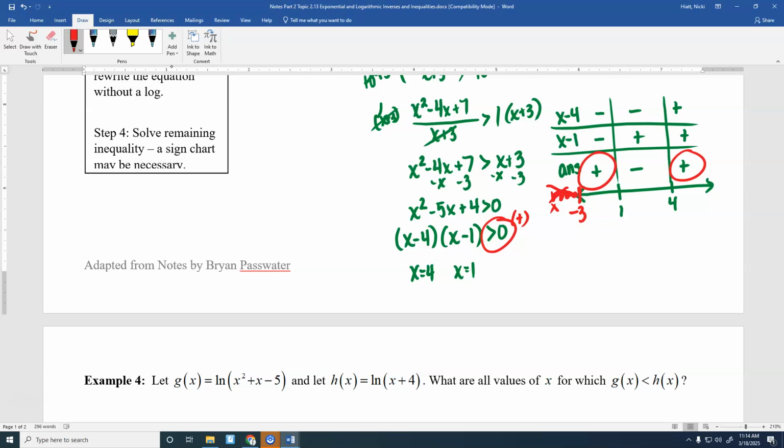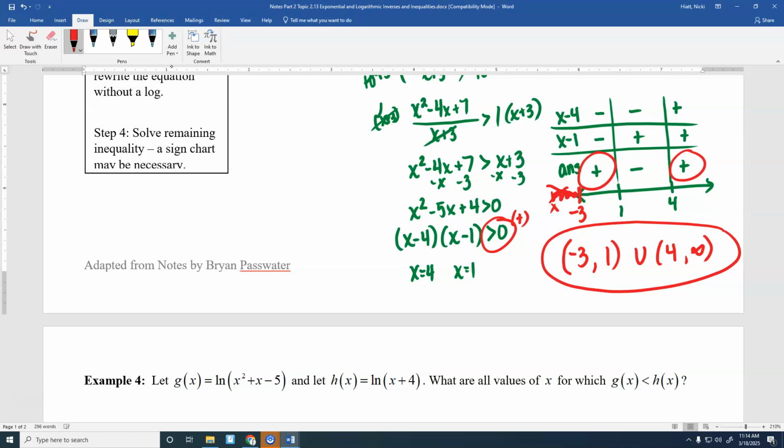So when I start to give my answer for this, I don't want to go below -3. I want to say -3. I'm going to use a parenthesis with that. Parenthesis means I am not including that -3, because if I have -3, I'm going to get a 0, and I can't take a log of a 0. Up to 1. Actually, you don't even have to think about it that much, because it's a greater than, so everything's parentheses. And then 4 to infinity. Even the points you get, like x equals 4, those are parentheses too, because this question was greater than 0. That's what you'll have for this.